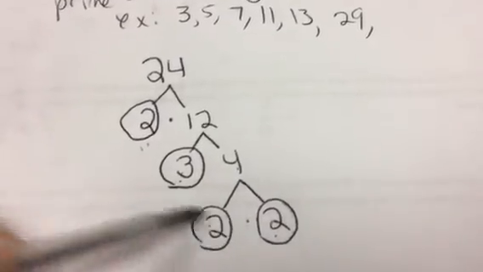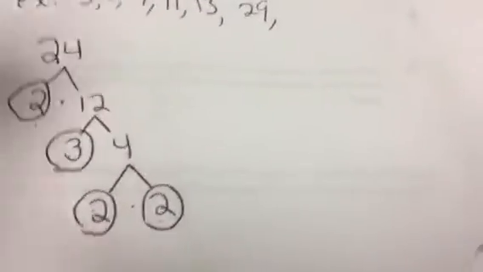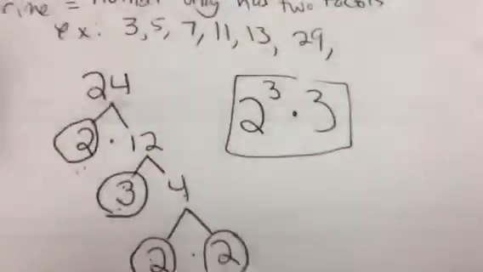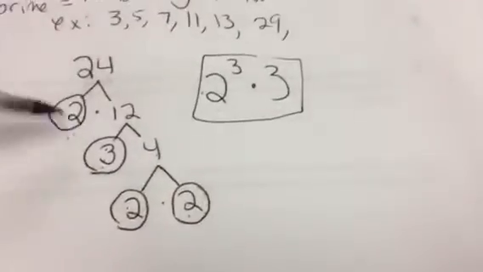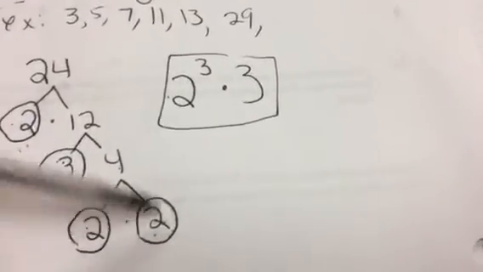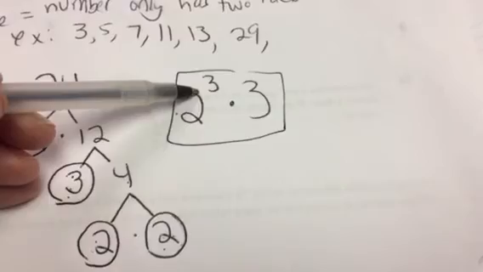There's no more options. And to answer this question, I would write 2 times 2 times 2 times 3, which would also be written as 2 to the 3rd power times 3. That's the answer to the question for prime factorization. Always check if you see a number that's repeated, use your exponents.